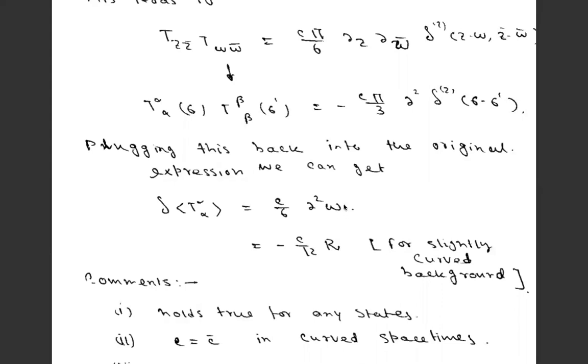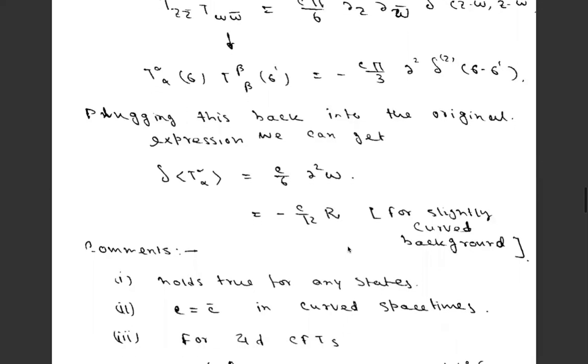Okay, so what was that? This omega was just the Weyl factor that measures the deviation from flat spacetime, right? So this can be shown to be minus c by 12 times R. If you compute R for a 2D background and then take the infinitesimal limit, then you will find it's just del squared omega times some factor. So this is the expression for a slightly curved background, and if you write it in covariant fashion, it will just be R, the Ricci scalar of the background.